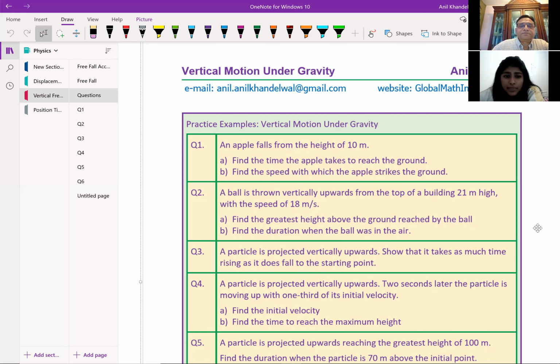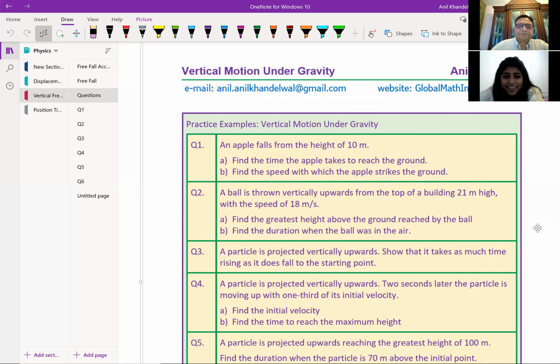Right. Question two. A ball is thrown vertically upwards from the top of a building, 21 meters high, with a speed of 18 meters per second. A. Find the greatest height above the ground reached by the ball. B. Find the duration when the ball was in the air. Correct. Question three. A particle is projected vertically upwards. Show that it takes as much time rising as it does fall to the starting point.